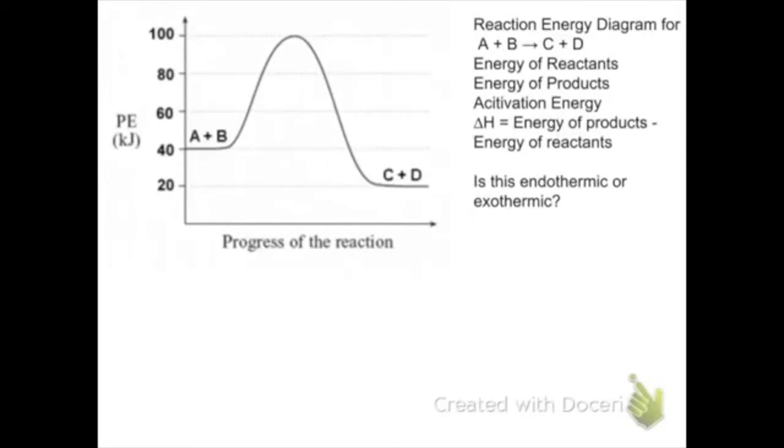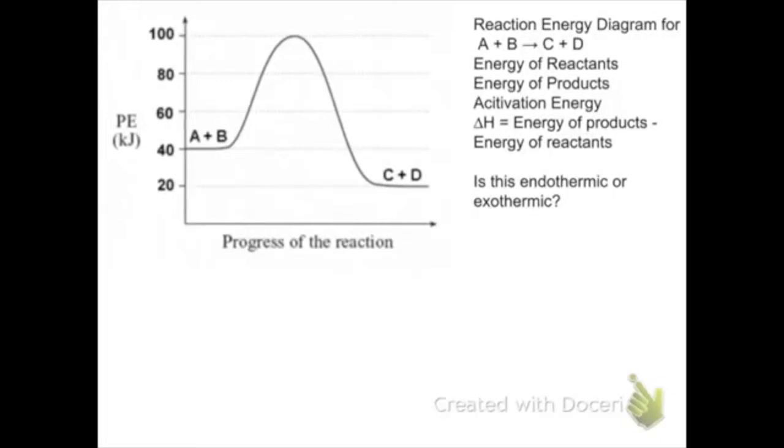So in this part of the unit, we're going to be talking about the energy in chemical reactions. One way we can look at it is through something called a reaction energy diagram, which is what you're looking at here. This is our reaction energy diagram for the reaction A plus B gives us C plus D.